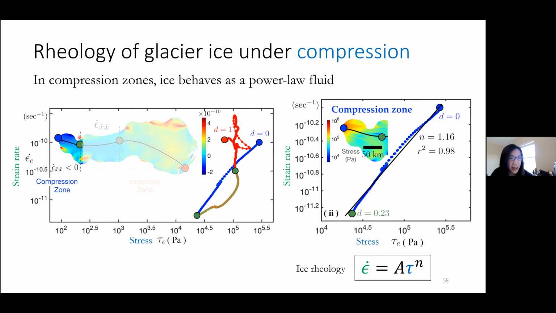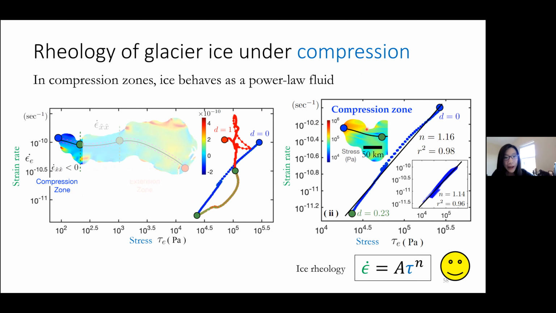So if we just focus on the upstream areas where ice is under compression, we see that the stress and strain rate agree well with a power law, with a fitted exponent that's closer to 1. And we can do this same experiment. We can perturb the flow line a little bit and see a consistent power law in nearby regions.